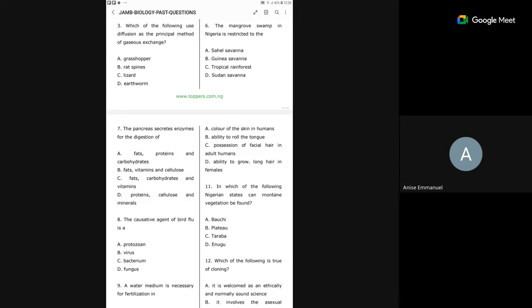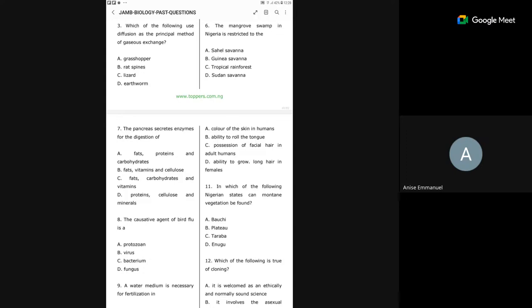And what they do is to digest what? Lipase will digest fats. Amylase will digest carbohydrates. And trypsin will digest proteins. So the answer is fats, proteins, and carbohydrates. Option A is the answer. Fat is broken down by lipase, protein by trypsin, and carbohydrates by amylase. These three enzymes are found in the pancreatic juice produced by the pancreas.